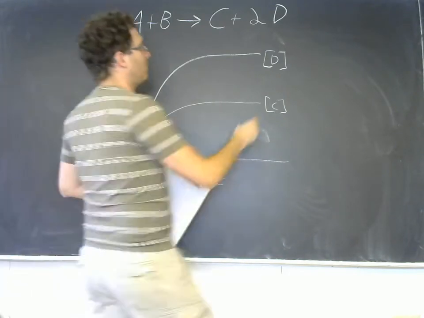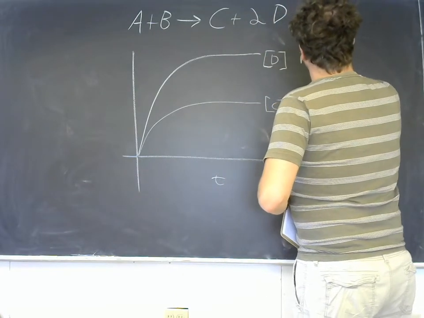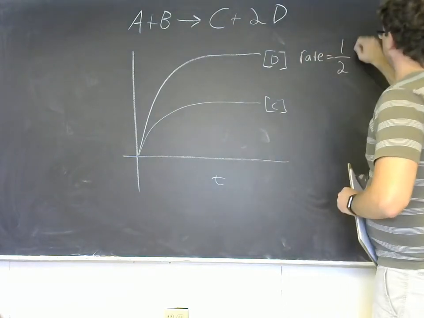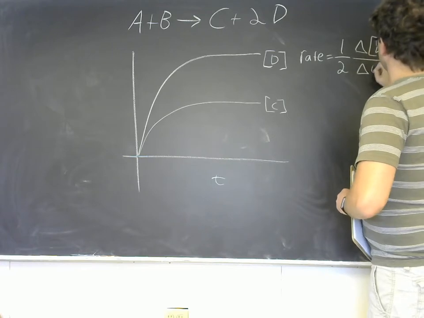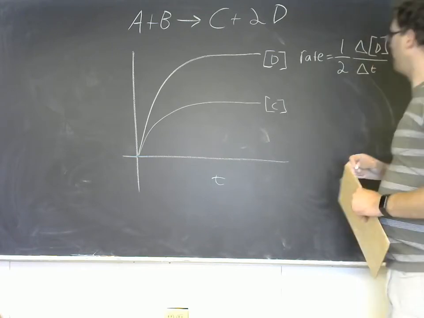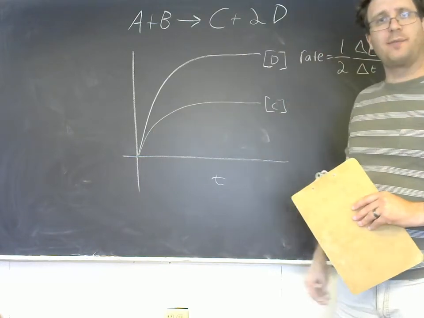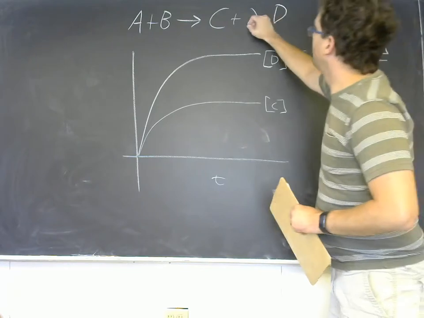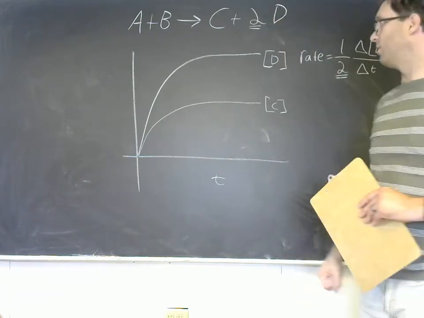And so if I'm measuring from D, then the rate is going to equal 1/2 the change in the concentration of D over the change in the time. And that 1/2 is going to take care of the fact that D is climbing twice as quickly. And again, this too comes from the stoichiometric coefficient in the balanced chemical equation.